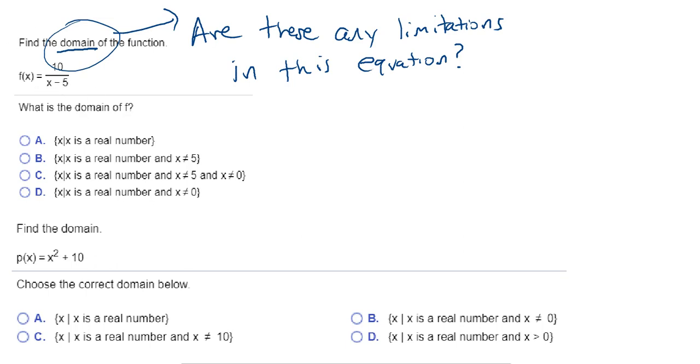So what's going on with this equation, the limitation that exists is the denominator. I don't know if we've talked about this yet in this course, but something that is not okay is you cannot divide by 0.